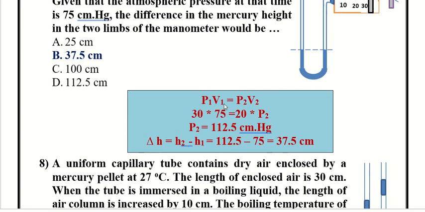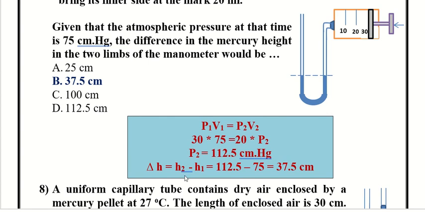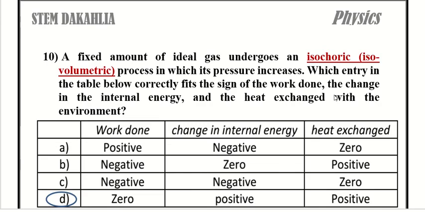So the pressure times the volume for the first case equals that of the second case. By substituting here, we get the value of the pressure of the final case. As the difference in height is equivalent to the value of the pressure, the difference in height is 112.5 minus 75 centimeters, equal to 37.5 centimeters. So this is the difference in the mercury levels at question number 10.